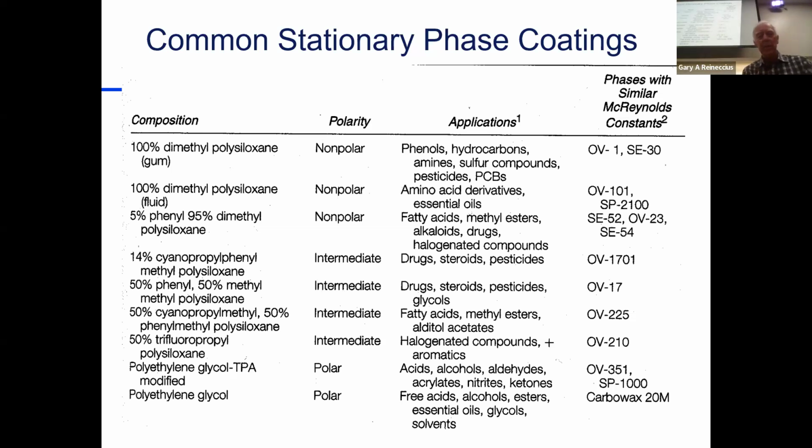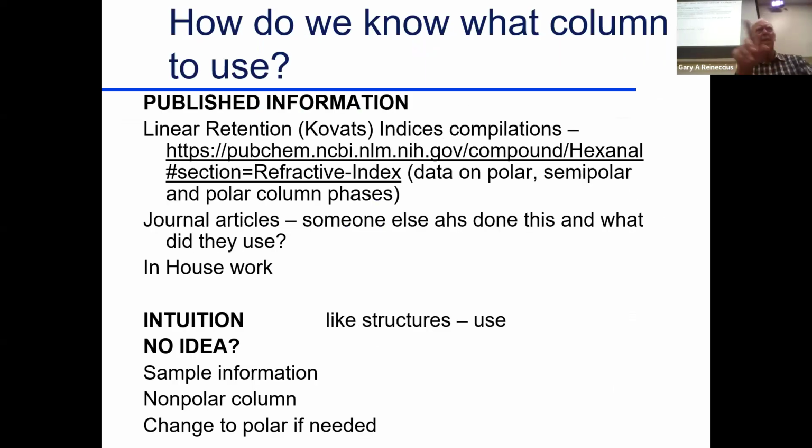Generally what you do is you look in the literature and say, okay, somebody else did this separation. What did they do? What were their temperatures? What was their column? What were their conditions? And you simply do what they did, assuming they did things correctly, right?